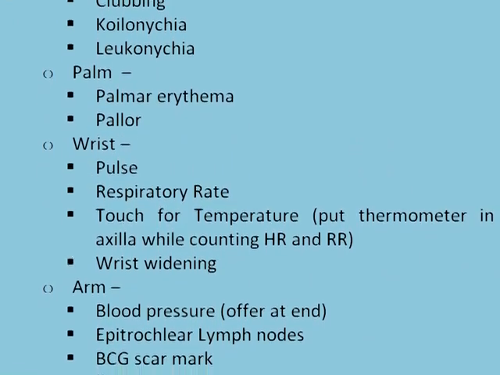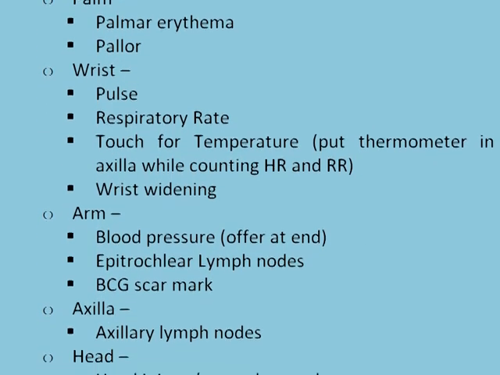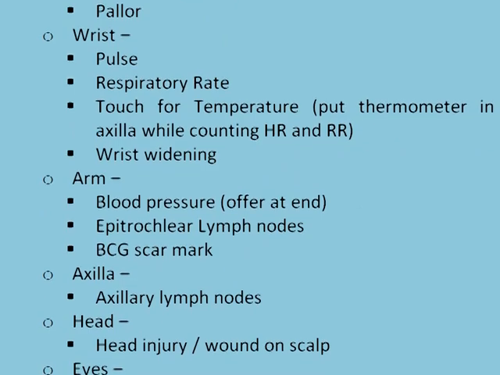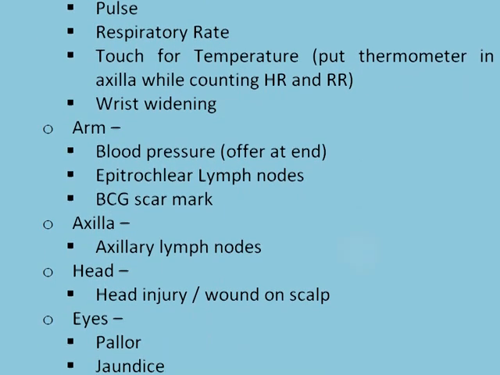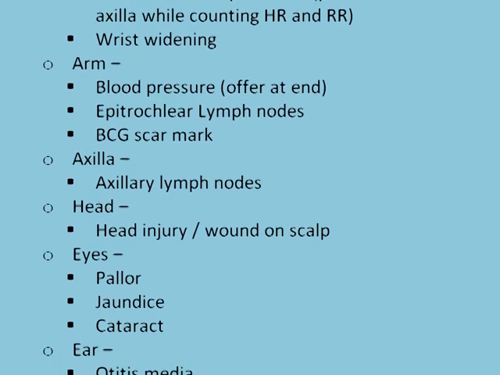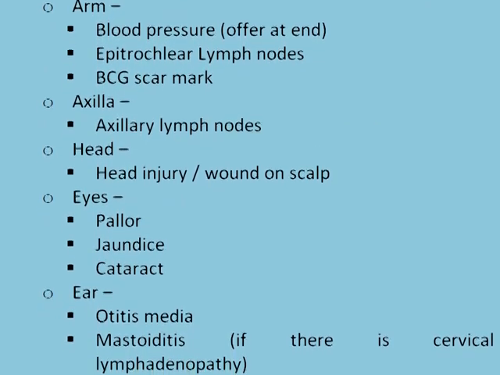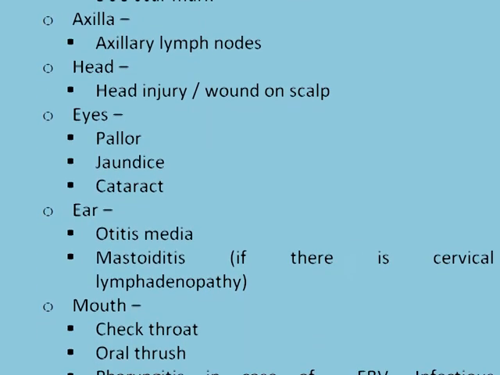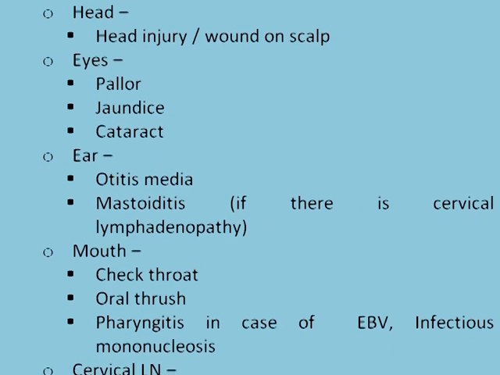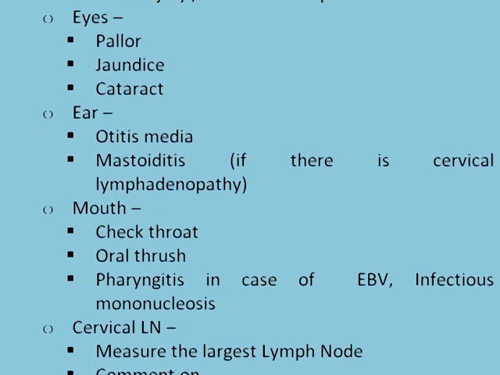Epitrochlear lymph nodes, BCG scar mark. Then in the axilla, you check the axillary lymph nodes. Head, you check for head injury or wound on the scalp. Then eyes for the pallor, jaundice, cataract. Ear for otitis media, mastoiditis if there is cervical lymphadenopathy. Then mouth, check throat for oral thrush, pharyngitis in case of Epstein-Barr virus, infectious mononucleosis.